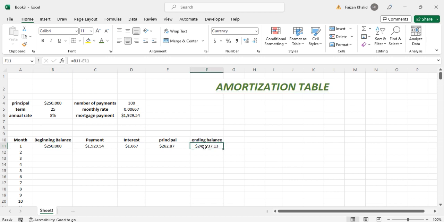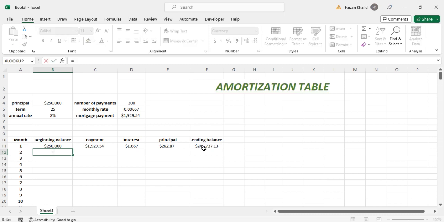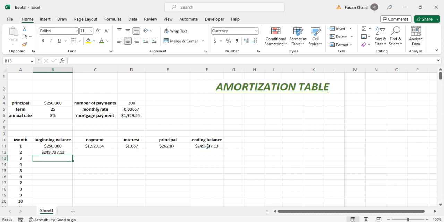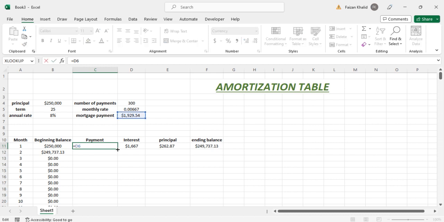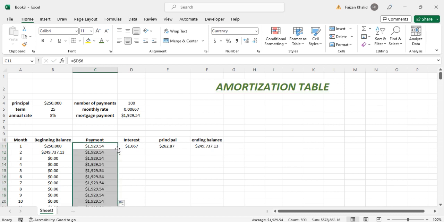Okay, as we know, the ending balance of the last year is the beginning balance of the new year. So it's very easy. You just need to type it. The formula is correct, we just paste it. And for payment, we'll do F2, F4. Okay, so for payment we have to do this.